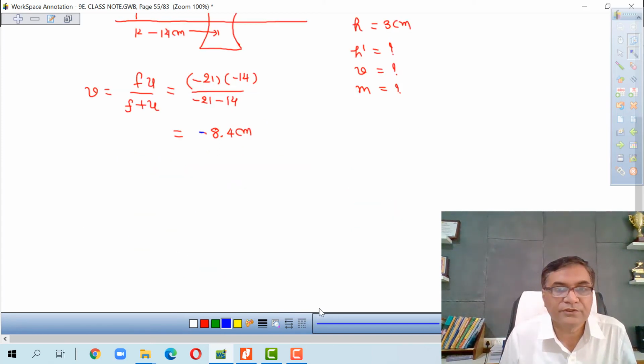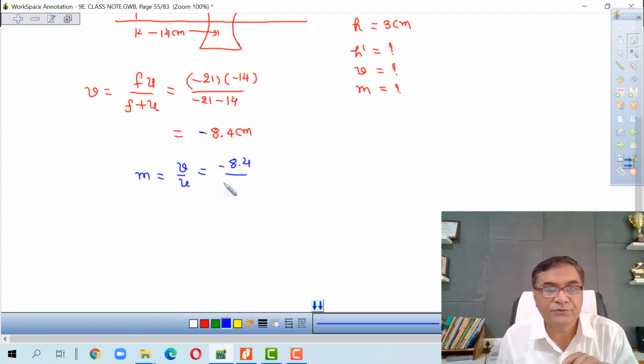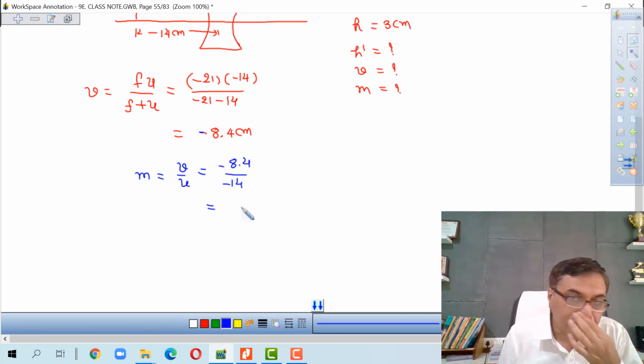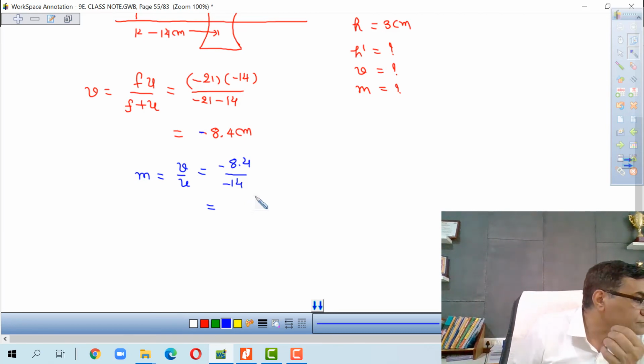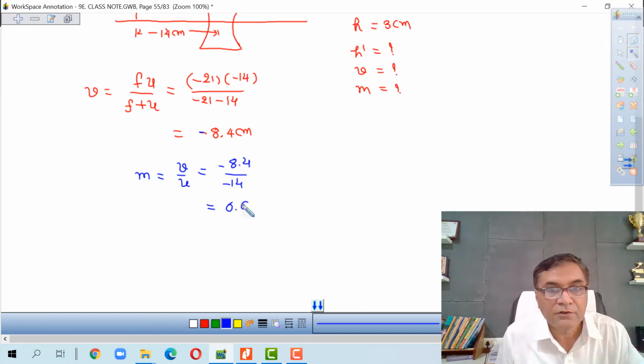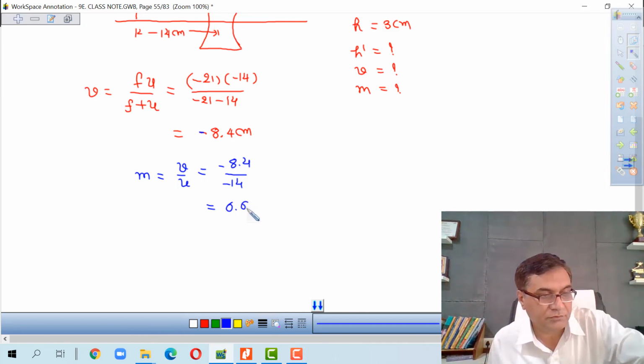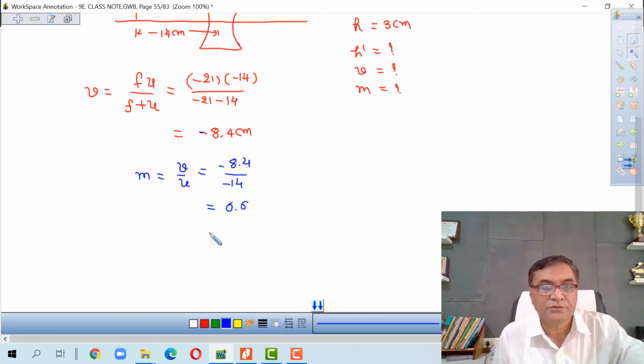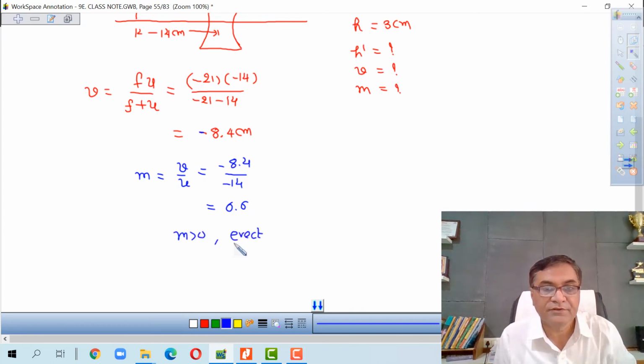So what do I do now? M is equal to V upon U. And V is equal to, we calculated, 8.4 and U is equal to -14. So that comes out to be 0.6. So it is greater than 0. So it is erect. Image is erect and diminished.